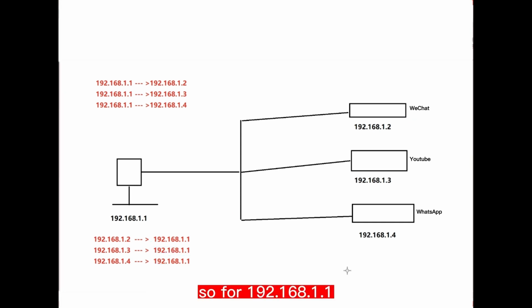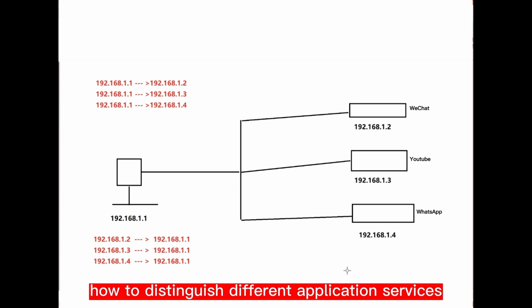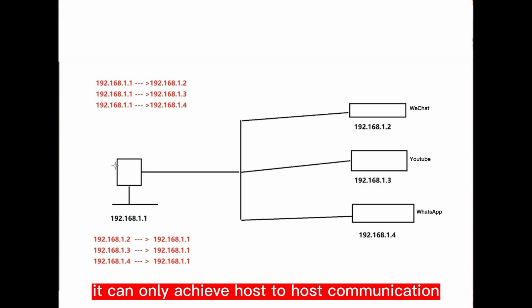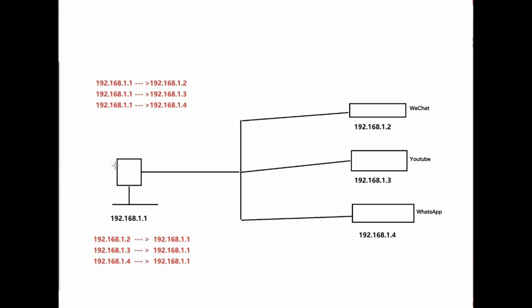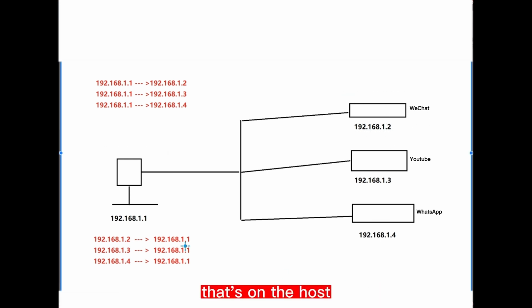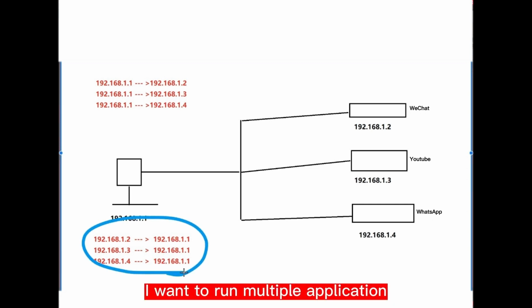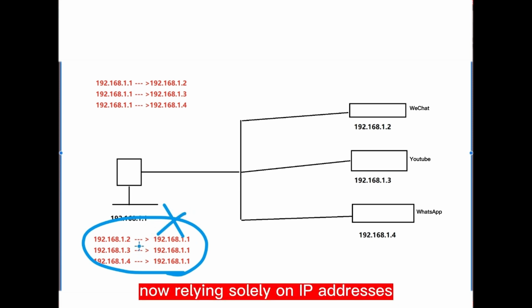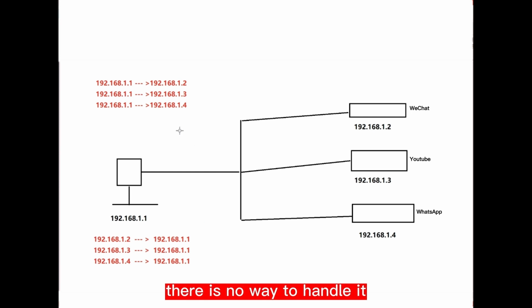So for 192.168.1.1, it is now necessary to differentiate how to distinguish different application services. Communication based on IP addresses can only achieve host-to-host communication, that is, sending from one host to another host, nothing more. If I want to run multiple applications on one device and implement multiple services, application-to-application communication can't be achieved relying solely on IP addresses. There is no way to handle it.